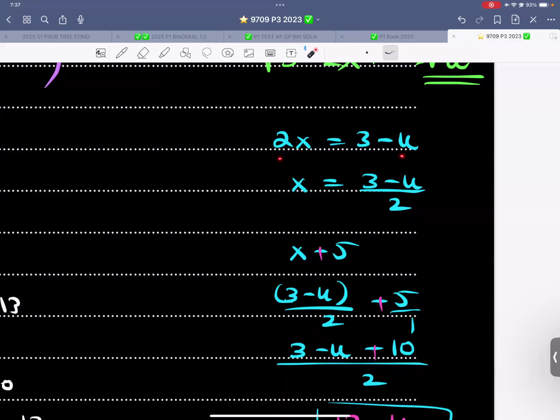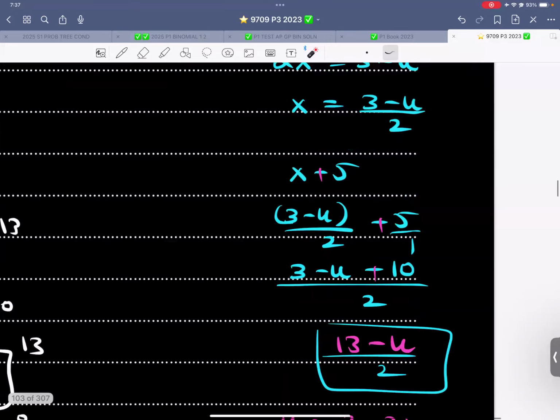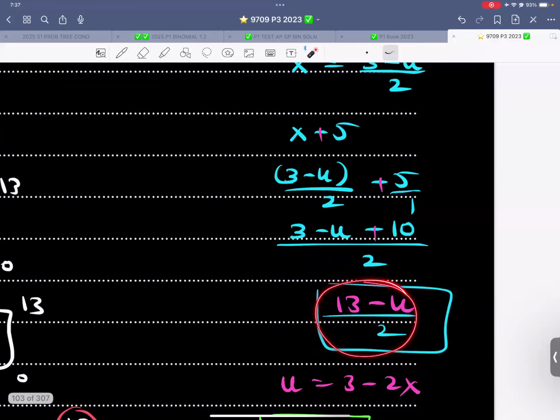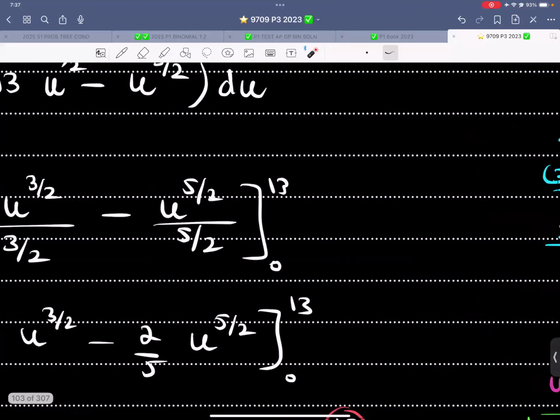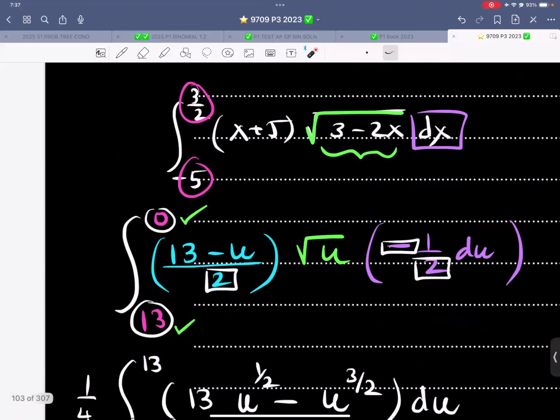X plus 5. First make x the subject. U is 3 minus 2x. I'm making x the subject. That is 3 minus u over 2. X plus 5 is 3 minus u over 2 plus 5. And it simplifies to 13 minus u over 2. Also, the limits are changed.